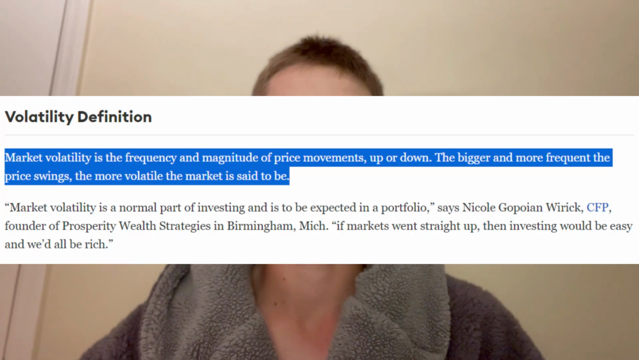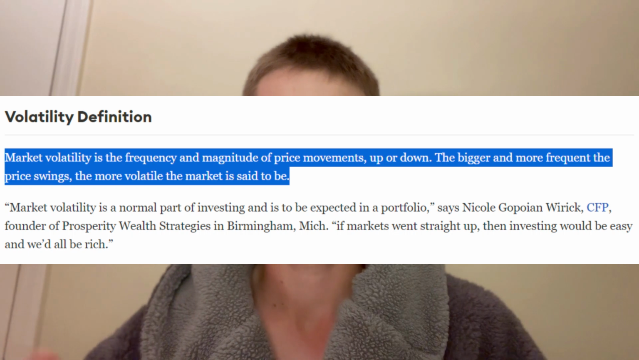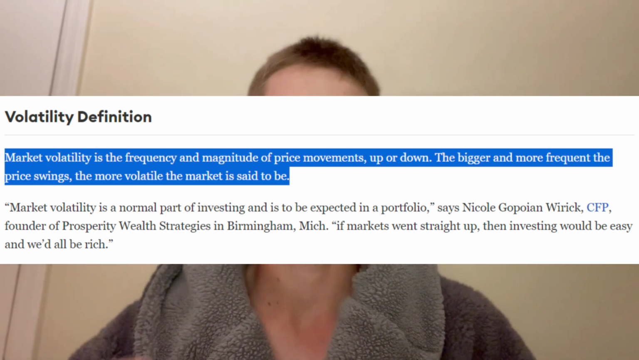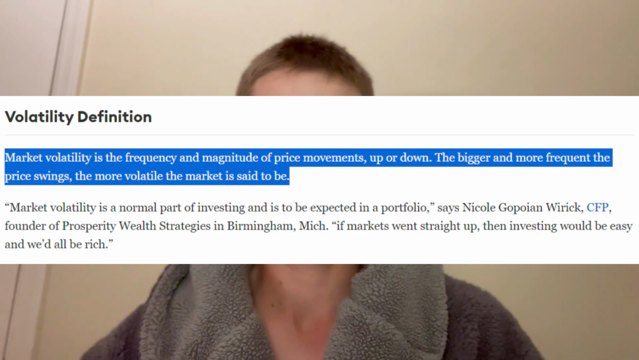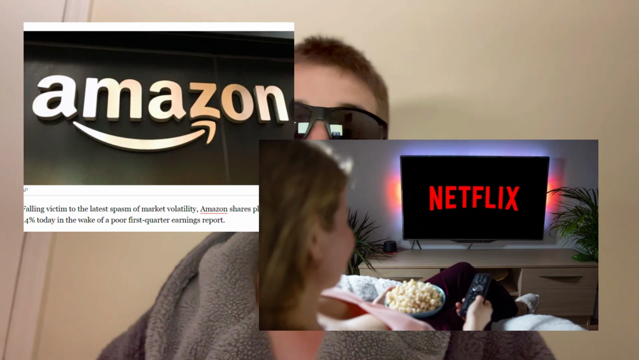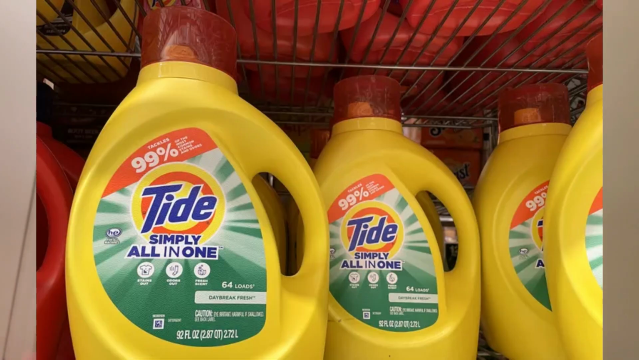Volatility refers to the price fluctuations of a stock, or the stock market as a whole. High volatility means larger price swings, while low volatility means more stable prices. Tech stocks like Amazon and Netflix are often more volatile compared to more stable stocks like Procter & Gamble.